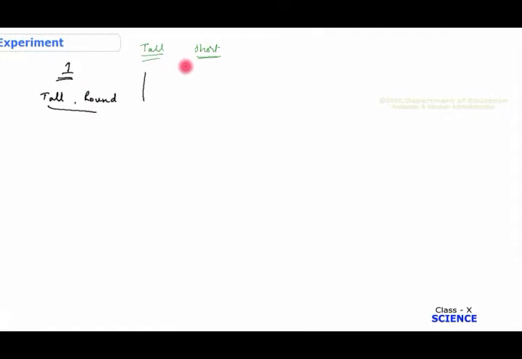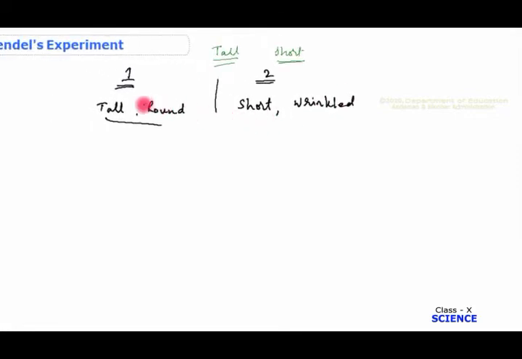Now let us assume the second plant. Here the plant is somewhat short and here the seed is round. Here we take it as a wrinkled seed. So now we have 2 characteristics in each pea plant. So in the first plant, tallness and round seed are the 2 characteristics, and in the second plant, short and wrinkled are the characteristics or traits we see in the second pea plant.